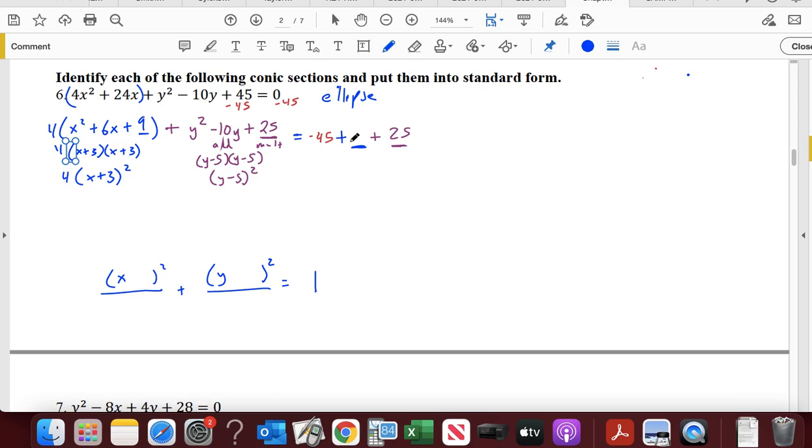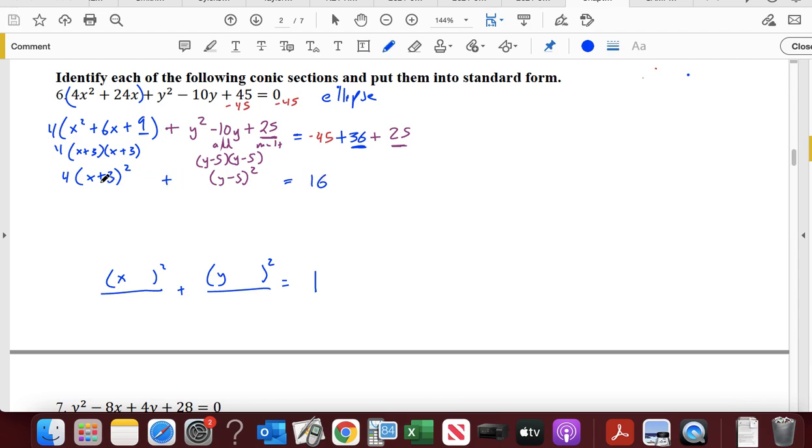So you might be thinking to put a 9 here, but remember, I put a 9 inside of a parentheses that was multiplied by 4. So really I added 36 to the left side, 4 times 9. So I'm going to write a 36 right there. And there we are. So now I can combine like terms. So I've got 4 times x plus 3 squared plus y minus 5 squared equals negative 45 plus 25, which is negative 20, plus 36, which gets me to 16.